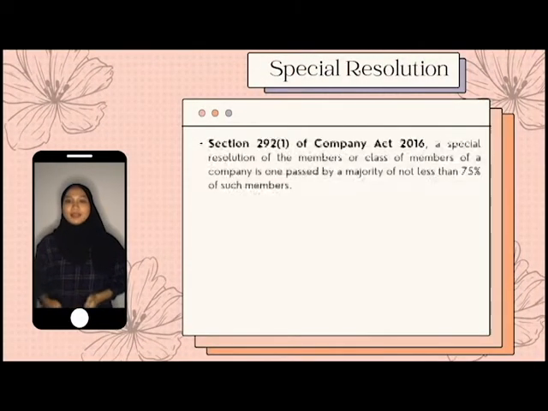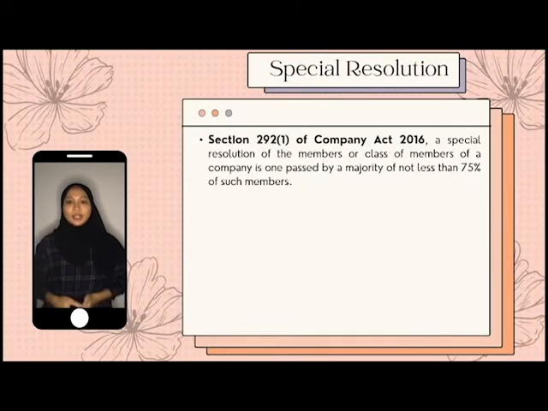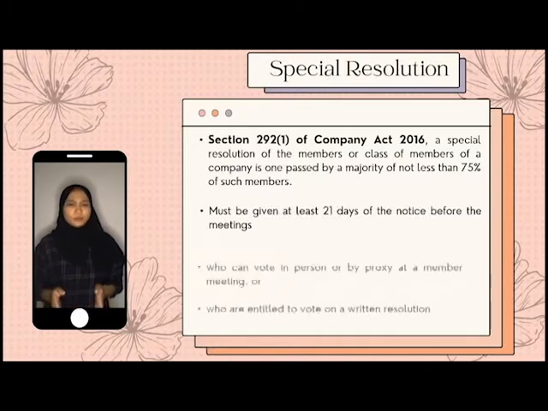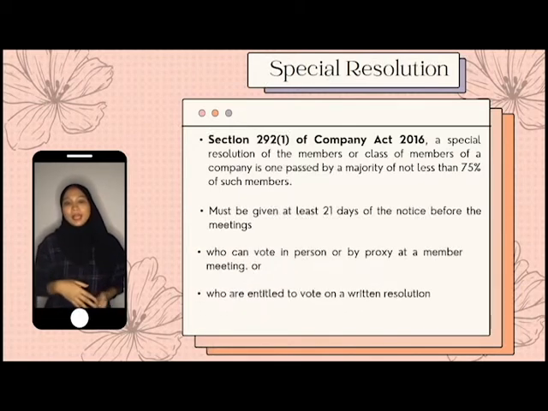Special resolution is based on Section 292 Clause 1 of the Companies Act 2016. This section says that a special resolution of members or class of members of a company means a resolution of which a notice of not less than 21 days has been given and passed by a majority of not less than 75% of such members, either who can vote in person or by proxy at a member meeting, or who are entitled to vote on a written resolution.